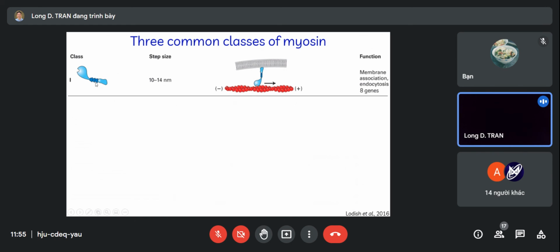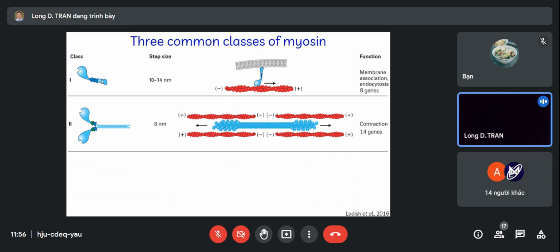And it has a neck where some light chains can bind to it. Light chains are different polypeptides. And then the tail. The class 1 tail can bind to the membrane, and it can be involved in the movement of small vesicles, and also the movement of the membrane. In the human genome, there are 8 genes encoding for myosin 1.